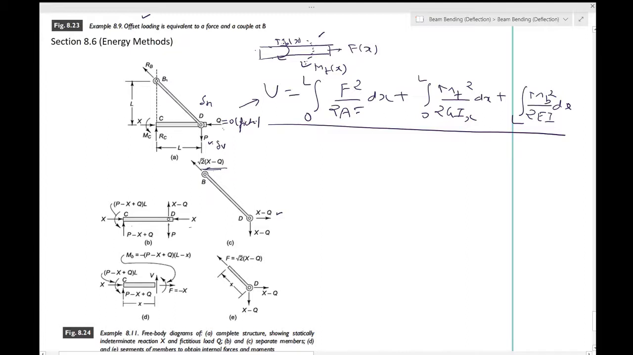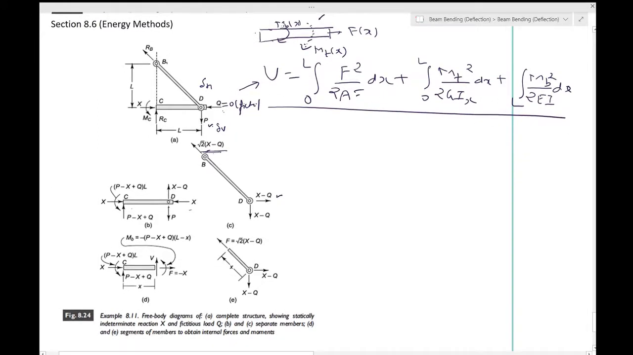So then the moment would be P minus X plus Q into L. So using the equilibrium methods, it is possible to express all external forces and bending moments in the members CD and BD in terms of P, Q and X. So you will have to write all these equilibrium equations. Because we have done it several times, we don't go into this now. So that can be done for CD, for BD as well.